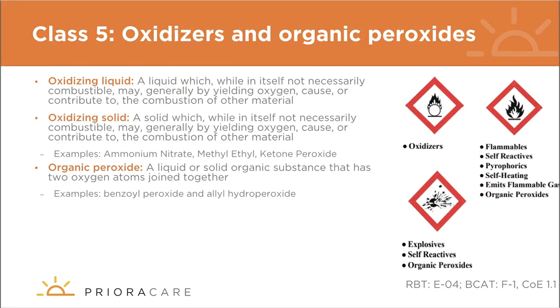Class 5 includes oxidizers and organic peroxides. One type is an oxidizing liquid, that is, a liquid which, while in itself not necessarily combustible, may generally, by yielding oxygen, cause or contribute to the combustion of other material. This class also includes an oxidizing solid, that is, a solid which, while in itself not necessarily combustible, may generally, by yielding oxygen, cause or contribute to the combustion of other material. Some examples include ammonium nitrate and methyl ethyl ketone peroxide.